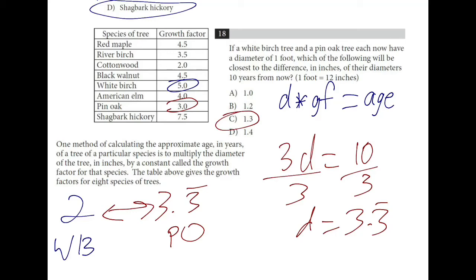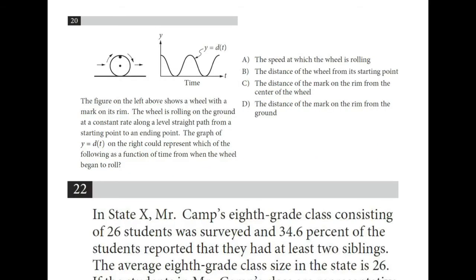C, 1.3. Number 20. The figure on the left above shows a wheel with a mark on its rim. The wheel is rolling on the ground at a constant rate along a level straight path from a starting point to an ending point. The graph of y is equal to d of t on the right could represent which of the following as a function of time from when the wheel began to roll?